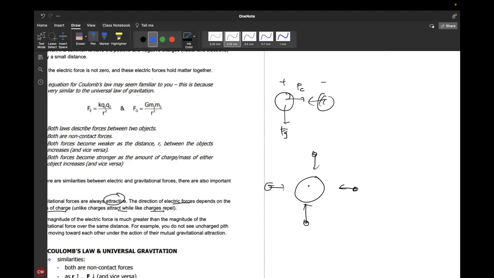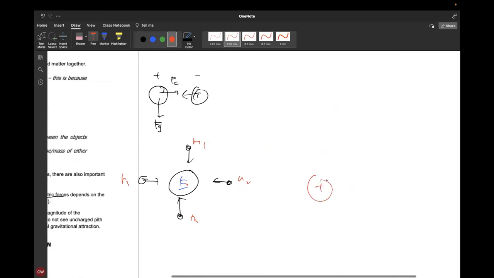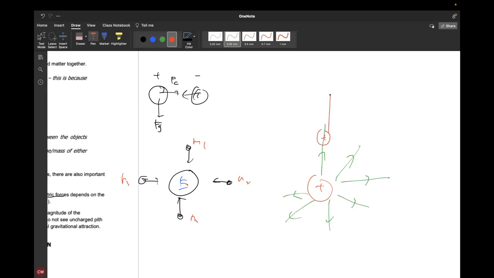So, let's say this is the Earth. Let's say this is mass one, mass two, mass three. When you release them, the mass will always be attracted to the center of the Earth. But when you're talking about charge, it's a bit different. It depends on the type of charge. If you put a positive charge here, it will move away. If you put a negative charge here, it will be attractive.